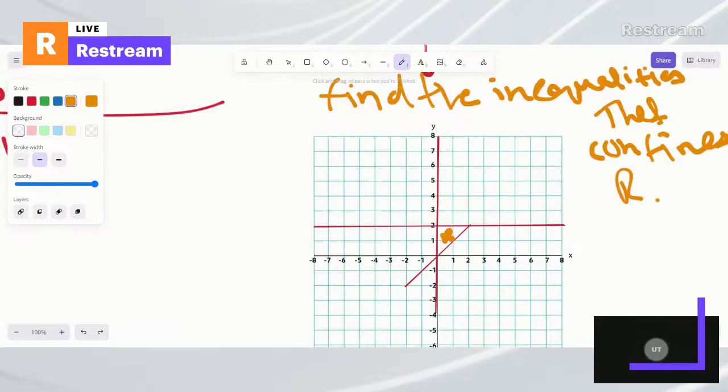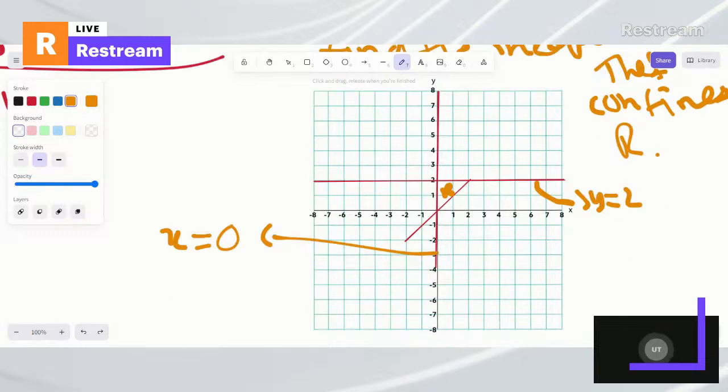So we need to find out the equation for all of these lines. This horizontal line: the equation for a horizontal line is the y at which it crosses. So the equation for this line is y equals 2. What's the equation for this vertical line? The equation for this line is x equals 0.